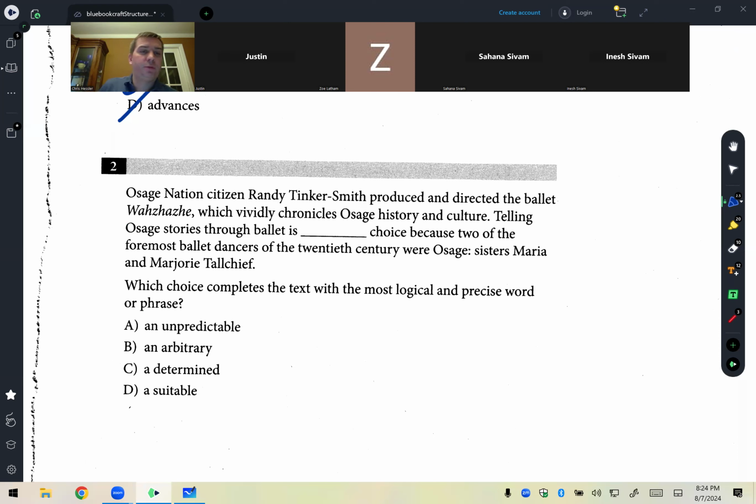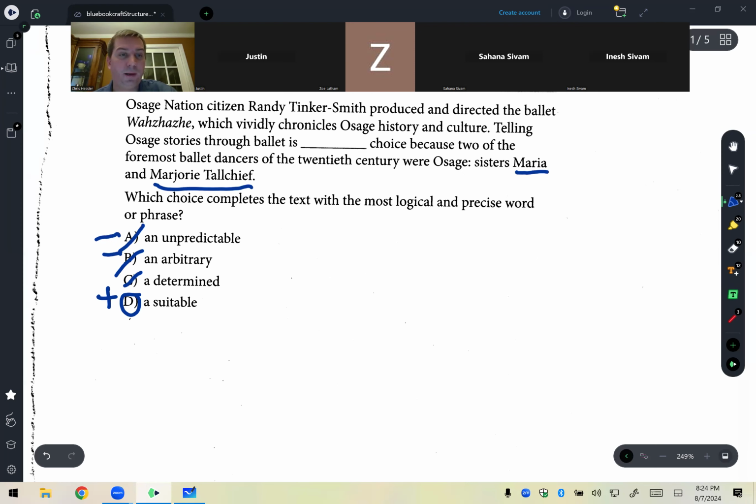And think about the charge of these words. An arbitrary choice, an unpredictable choice. How about suitable choice? Suitable makes the most sense here. So telling Osage stories through ballet is a suitable choice because 2 of the foremost ballet dancers of the 20th century were Osage. These people, Maria and Marjorie Tallchief, not too bad. They do get harder as you go though, right?